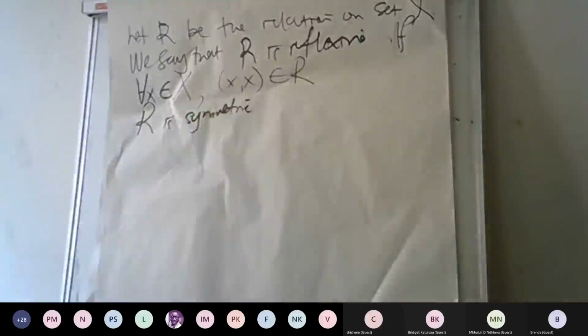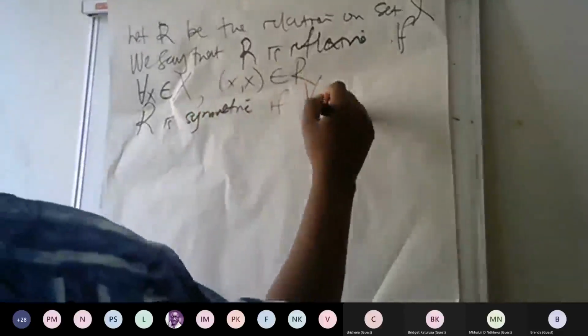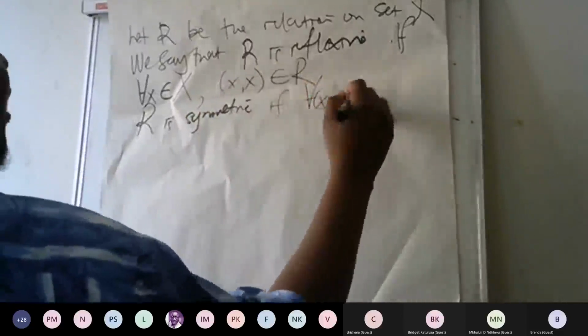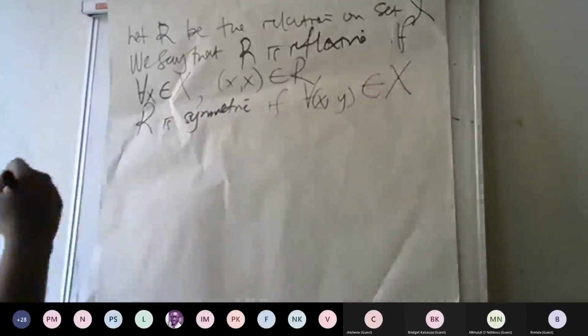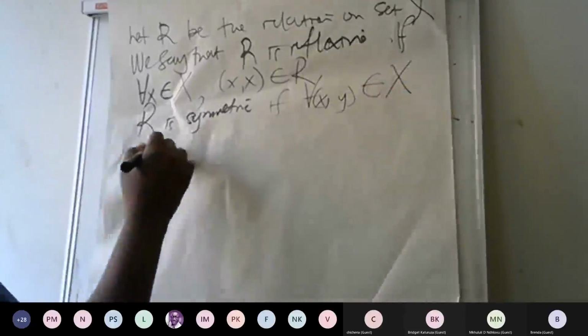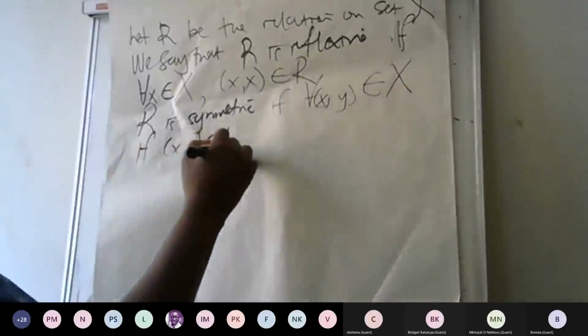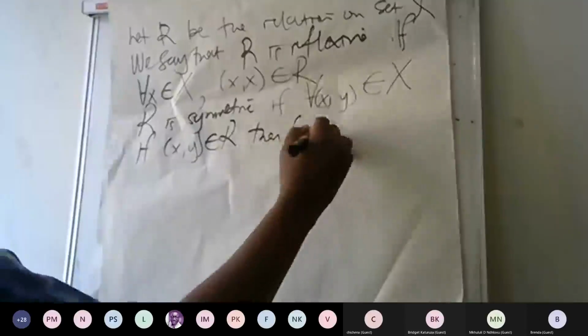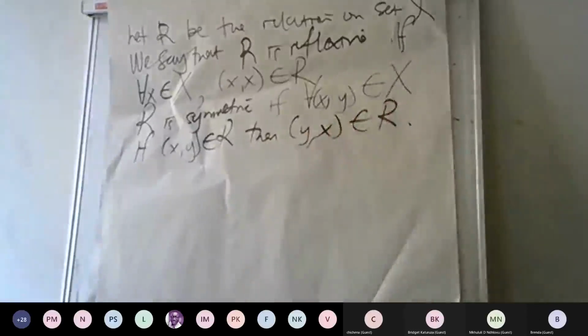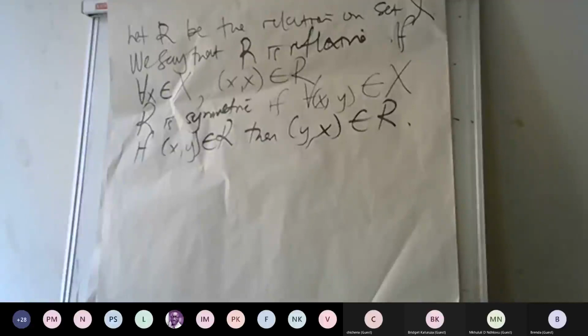R is symmetric if for all x, y elements of X, if (x, y) is an element of R, then (y, x) is also an element of R. So what it means is that if I have (1, 2) being an element of R, it also means I should have (2, 1) being an element of R.